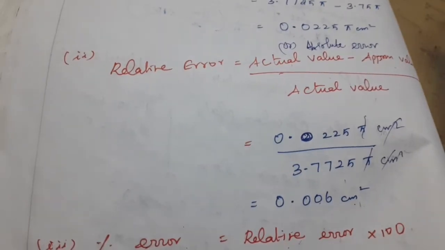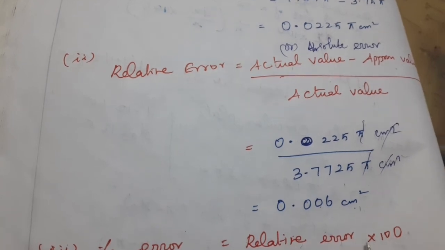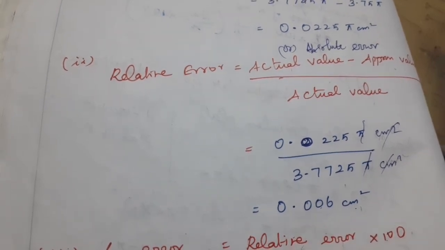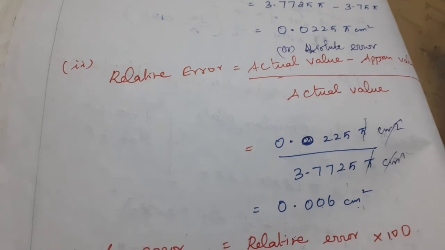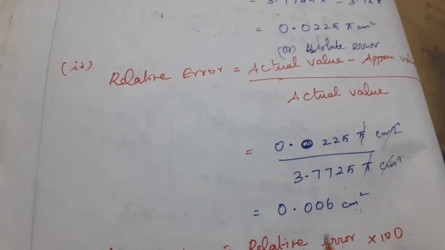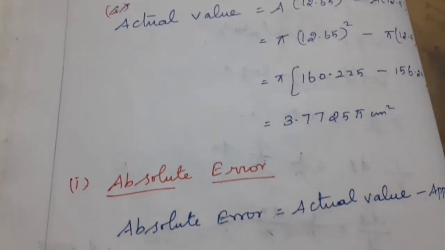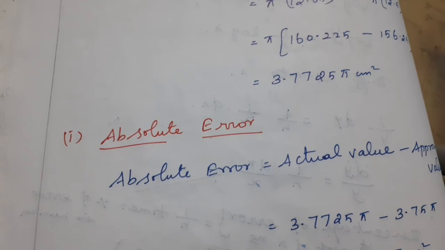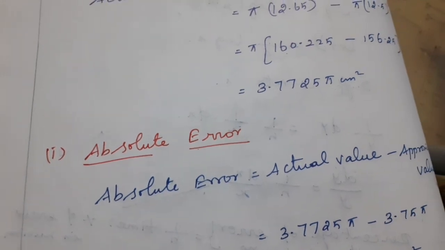Now the percentage of error. Percentage of error is relative error into 100. Our relative error is 0.006, into 100, multiplied by 100, so we get 0.6 percent. So from this question we found three things: absolute error, relative error, and percentage of error. Children, I will teach only two sums in this video.